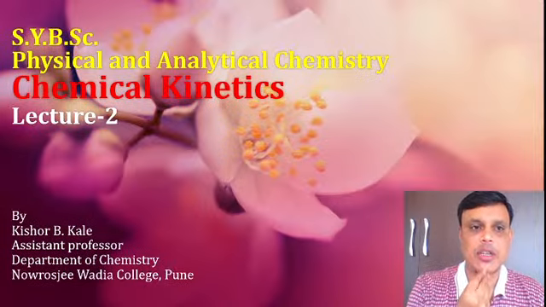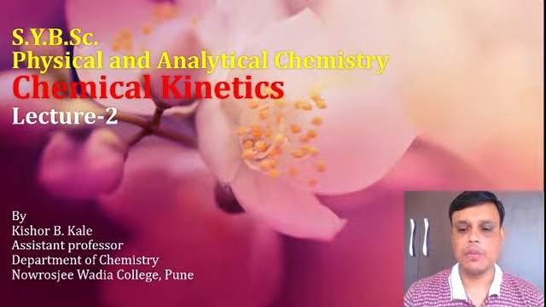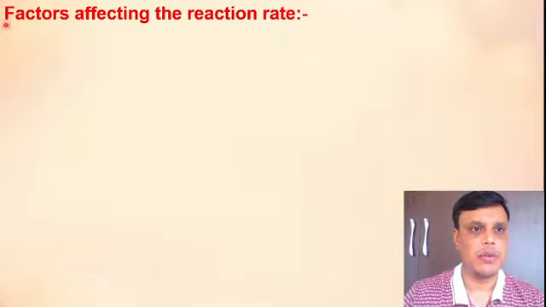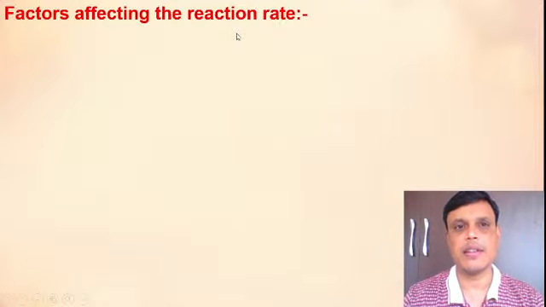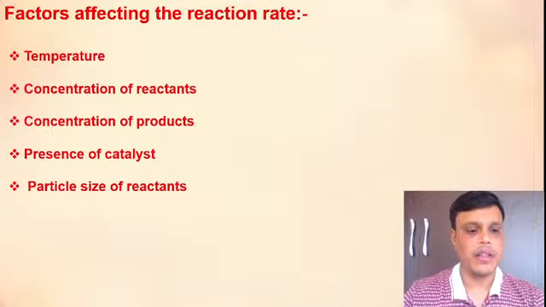So this is your lecture number 2 of chemical kinetics. So we'll start with the factors. See here, today's topic, write down this topic: factors affecting the rate of reaction. There are different factors which alter the rate of reactions. Which factors are there? See here, these factors are there.